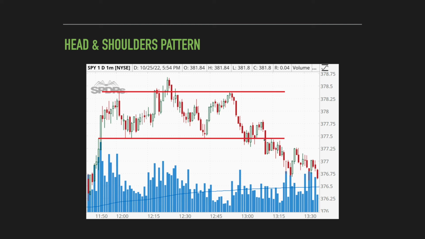In my experience, this is one of the most accurate reversal indicators in the stock market, so I do highly recommend to keep an eye out for this pattern and be very cautious if you see this pattern forming and if you currently have a long position in that stock.